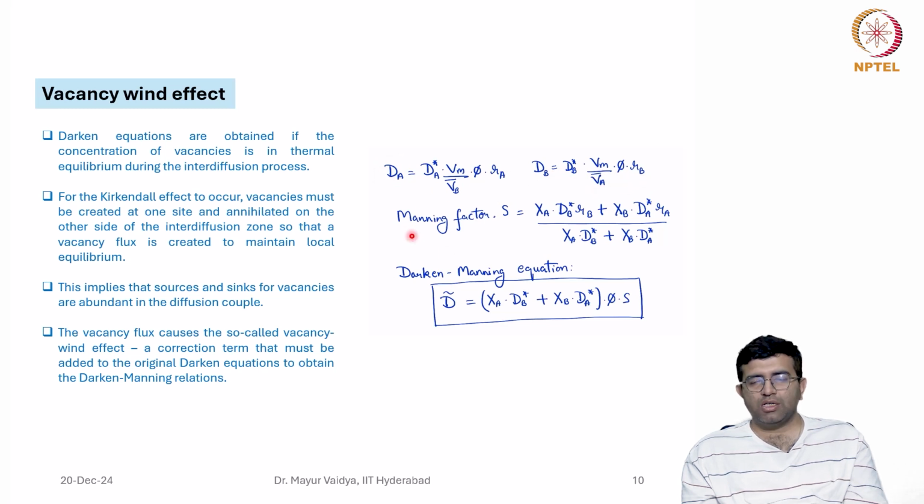Manning suggested using an overall vacancy wind factor S, which is equal to Xa into dB star into Rb plus Xb into dA star into Ra, divided by Xa into dB star plus Xb into dA star. So, with the vacancy wind factor, the equation is modified to what is known as the Darken-Manning equation, which is d tilde is equal to Xa into dB star plus Xb into dA star, into phi into S. So, this S is the correction term for the vacancy wind effect.